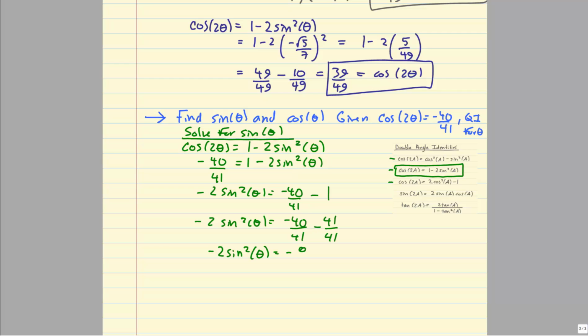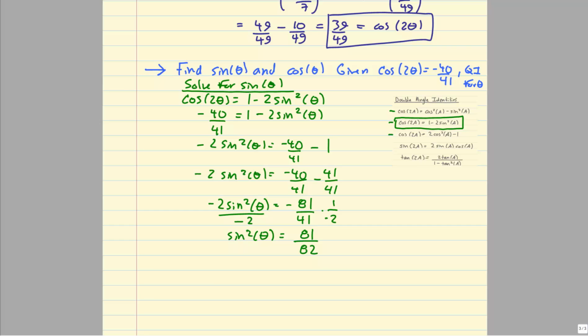So this would be negative 81 over 41. And then I'll divide both sides through by negative 2. So I'd end up with sine squared theta equals negative divided by negative is a positive 81 over 82. Now it says I'm in quadrant 1, so when I take the square root of both sides, I'll get sine theta equals plus or minus root 81 over root 82. And I'm in quadrant 1 for angle theta, so I know that I'm going to choose the positive here.